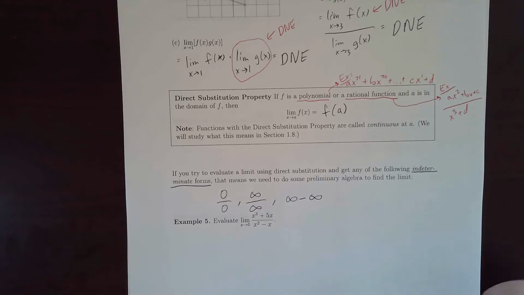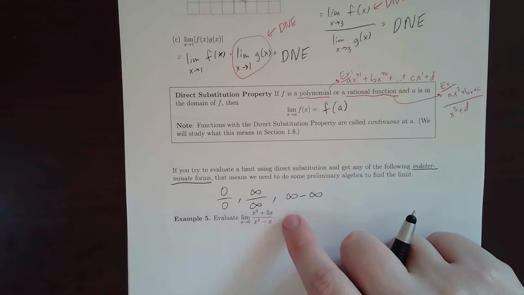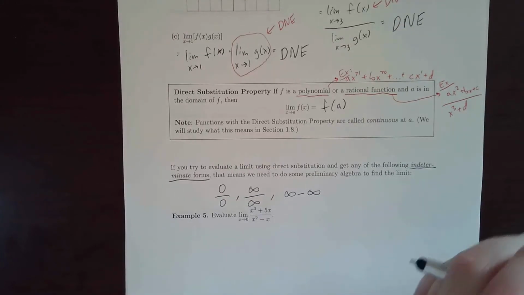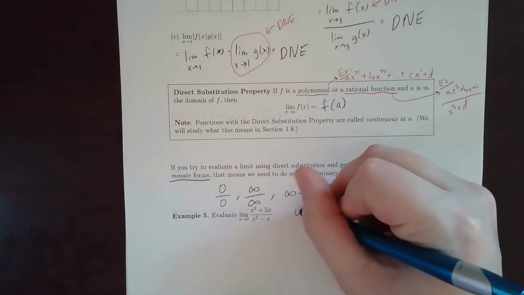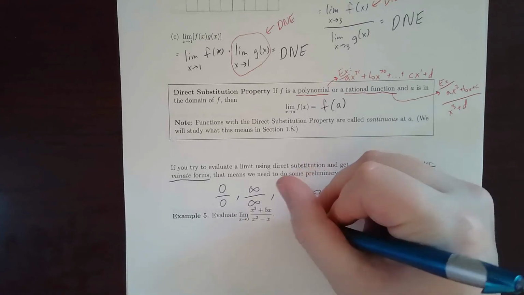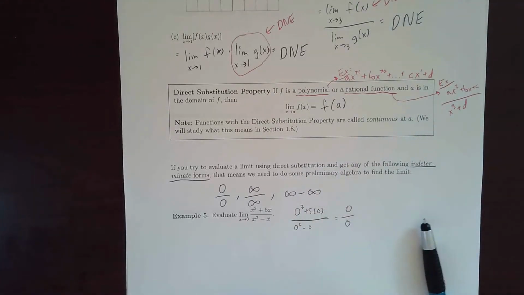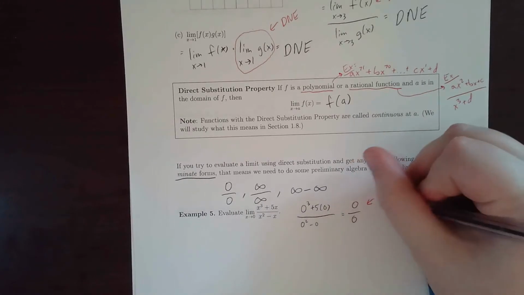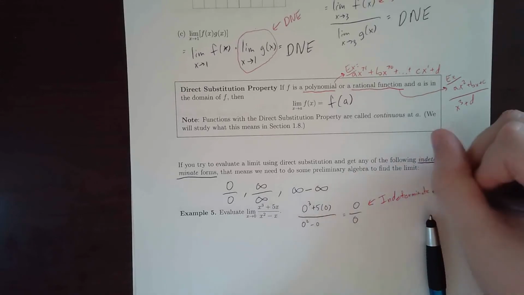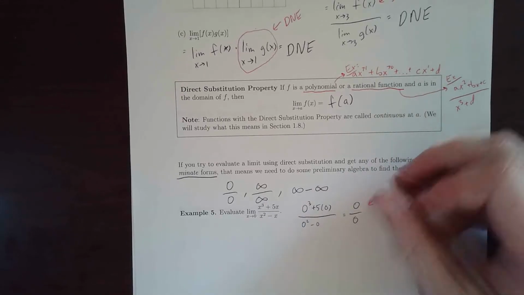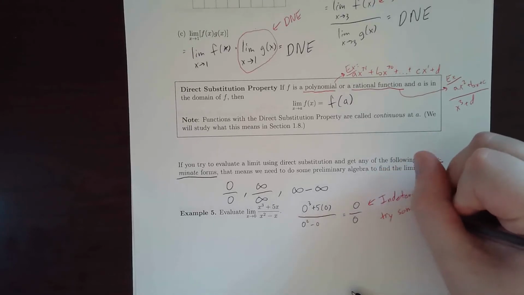So first, let's go ahead and try to find the limit as x approaches 0 of x cubed plus 5x over x squared minus x. So this will be a way for us to try plugging it in. So if we plug in, what we'll get is 0 cubed plus 5 times 0 over 0 squared minus 0, which is going to be 0 over 0. So this is an indeterminate form. So what we should do is try some algebra.